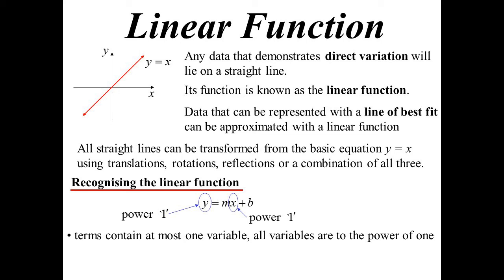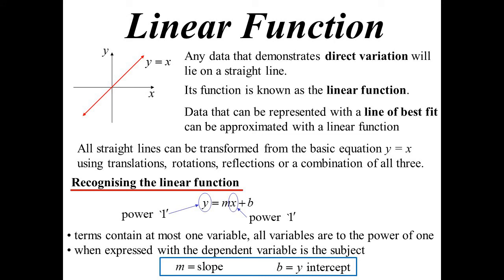When we express it with the dependent variable as the subject, remember the dependent variable is the y value, then we know the coefficient of x turns out to be the slope of the line and that constant number turns out to be the y-intercept.